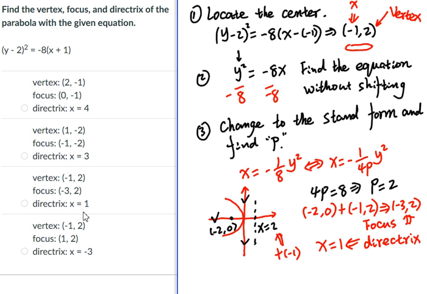And possibly negative 1, 2 or negative 1, 2. Those two might be right. This one is 1, negative 2. That's not correct. So the candidates would be either this one or this one. Let's locate the center or the vertex.